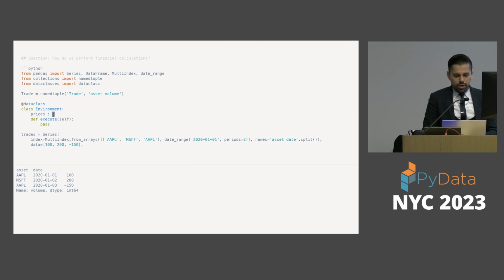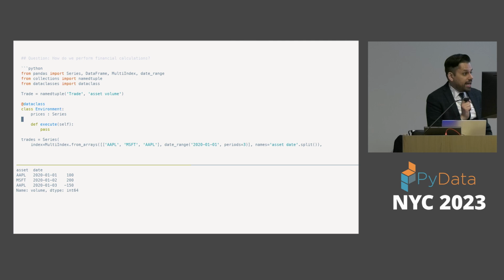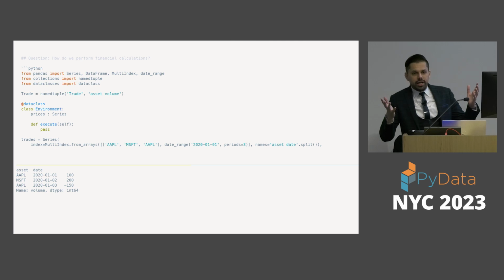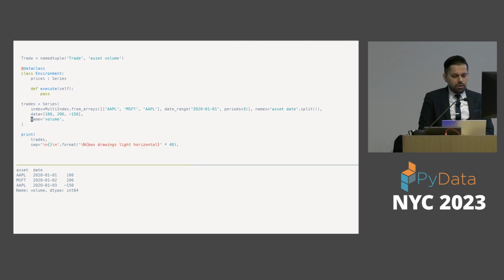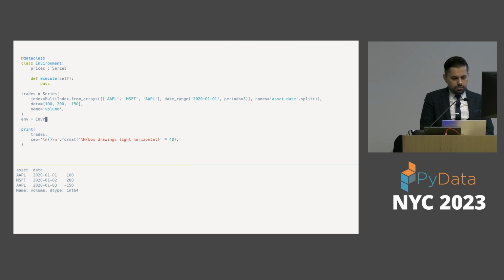And let's just give it some prices, which would be a series indexed off of the date and the asset, as well as what the observed price was in the market. Close price is a very common thing we get from Yahoo Finance or Google Finance, which is just about the level of sophistication of the example that we're looking at so far. So we'll create an environment. And we'll give it some prices here.